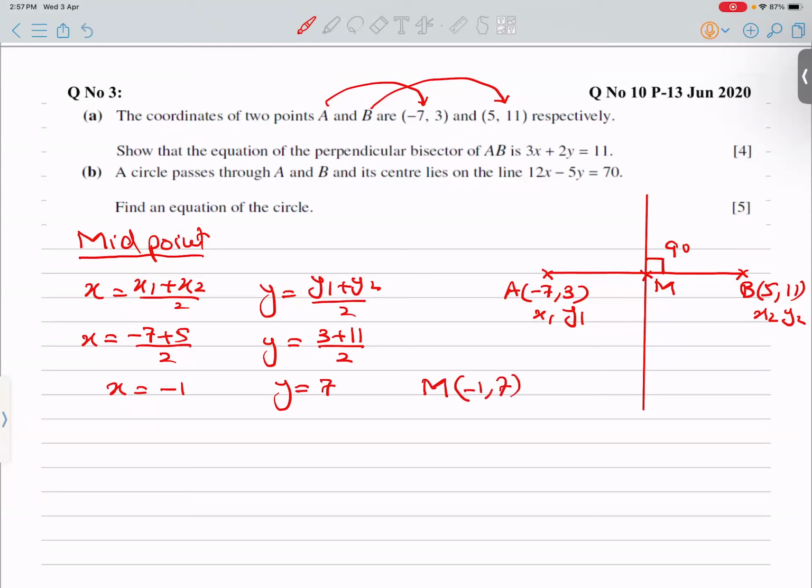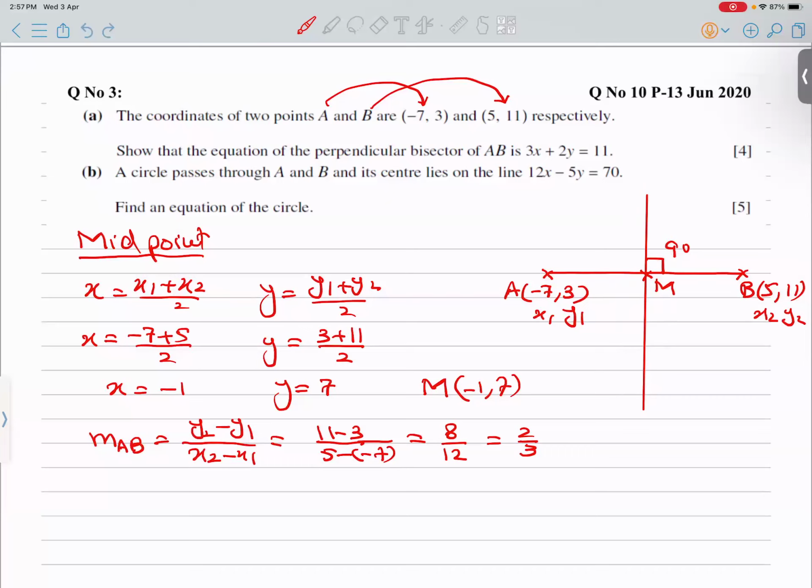Now I'm going for the gradient of AB line. Formula, obviously you know it, y2 minus y1 over x2 minus x1. So I'm applying formula: 11 minus 3 in the numerator, and 5 minus -7. Here I got 8 and here I got 12. So 4 2s are 8, 4 3s are 12. So gradient of AB is this, but what is this perpendicular line gradient?